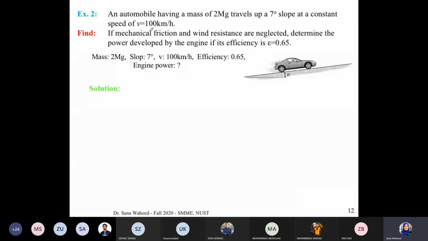There's an automobile which has a mass of 2,000 kg, which travels up a slope at a constant speed of 100 kilometers per hour. If mechanical friction and wind resistance are neglected, determine the power developed by the engine if its efficiency is epsilon 0.65, where the slope is 7 degrees. Meaning, because it's going up the slope, the engine has to counter some component of the weight as well. So let's see.